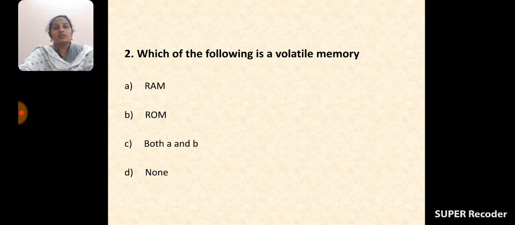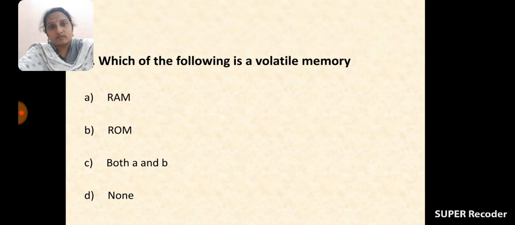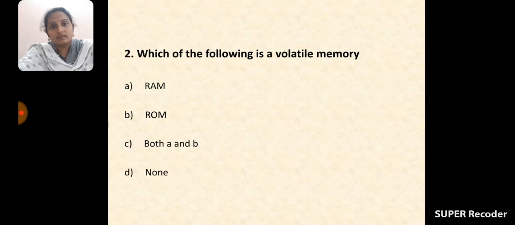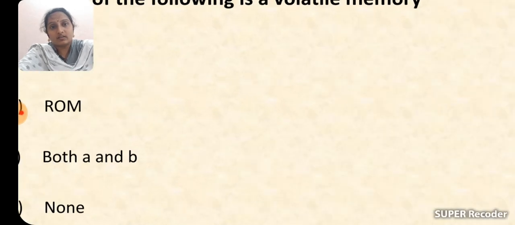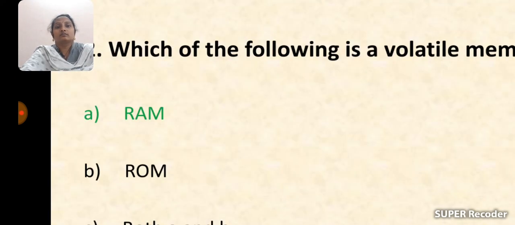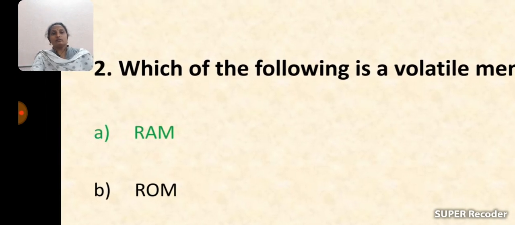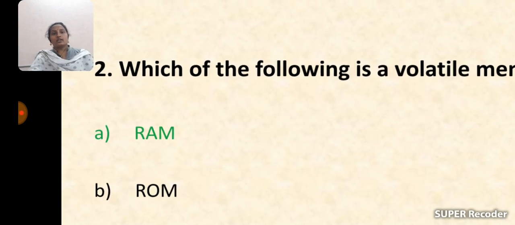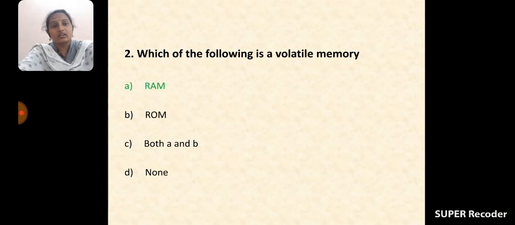Which of the following is volatile memory? Volatile means if the power supply is removed, the data is also removed. RAM, random access memory. See, is it clear? Which memory is volatile memory? RAM is volatile. What is meant by volatile? If the power supply is removed, the data is also erased.